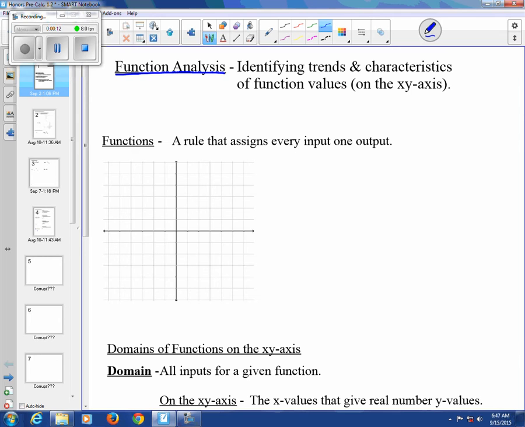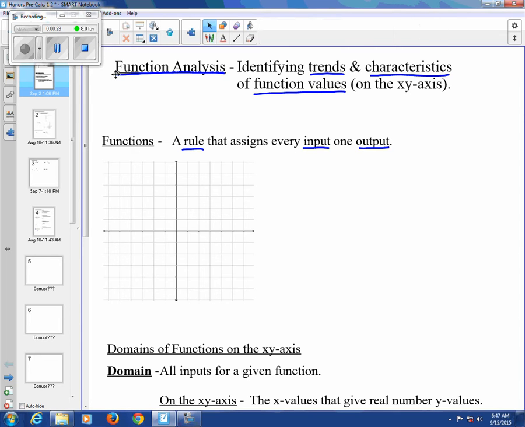So, we talked a little bit about functions before. We've said that a function is a rule that assigns every input one output. When we're talking about function analysis, we're talking about identifying trends and characteristics of function values on the xy axis.